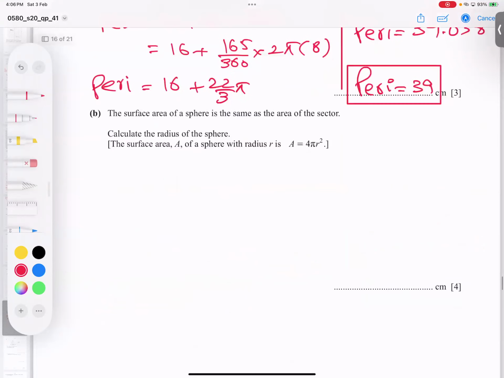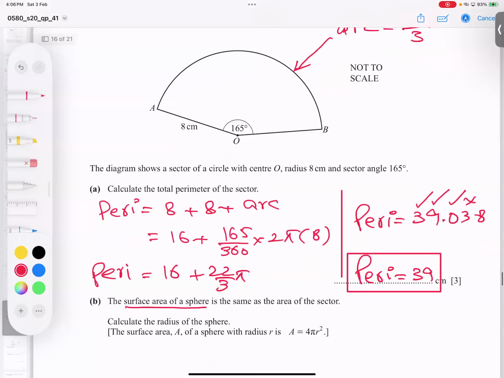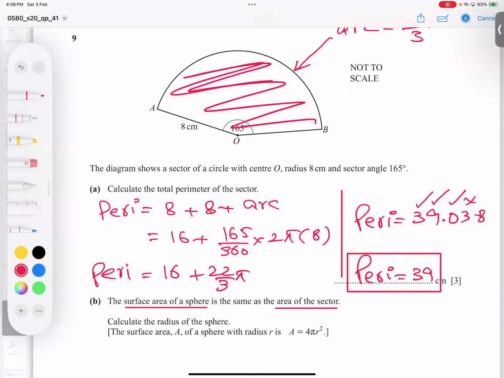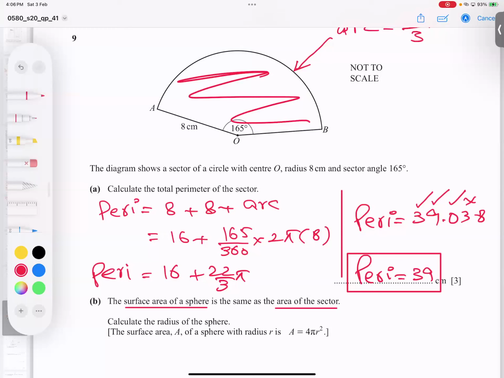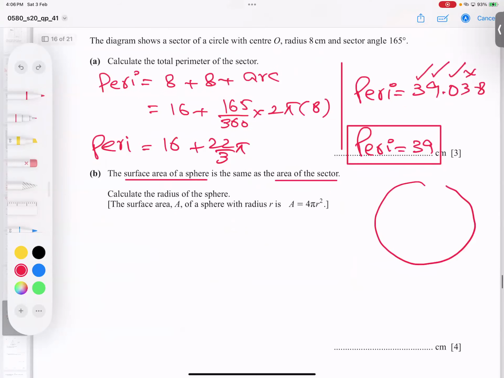Second part, what is he saying here? The area of the sphere is the same as the area of the sector. This is the area of the sector, the inner part. The outer part is called the edge. The edge is called arc length, but the inner part is called the area of the sector. So equal to the sphere. And you know, students, the sphere is this kind of shape. And he said that these are radii of the sphere.